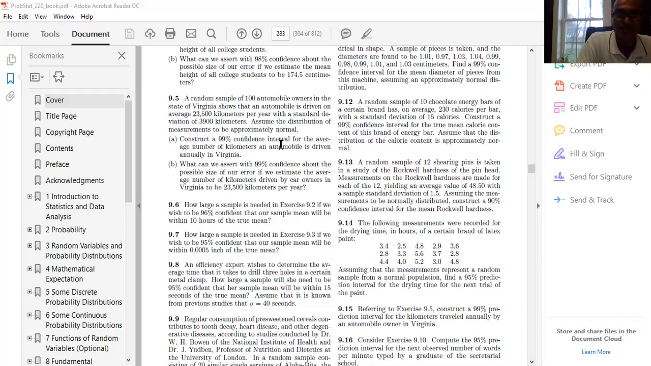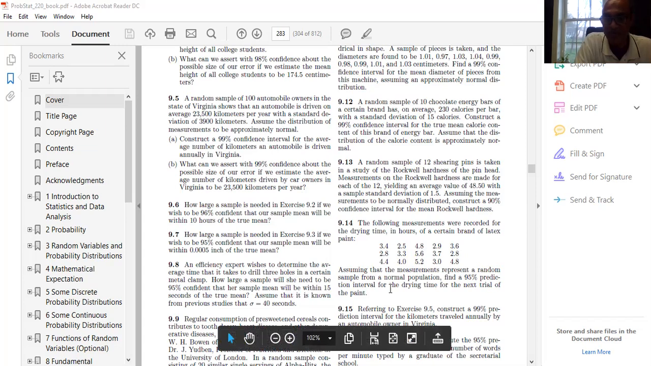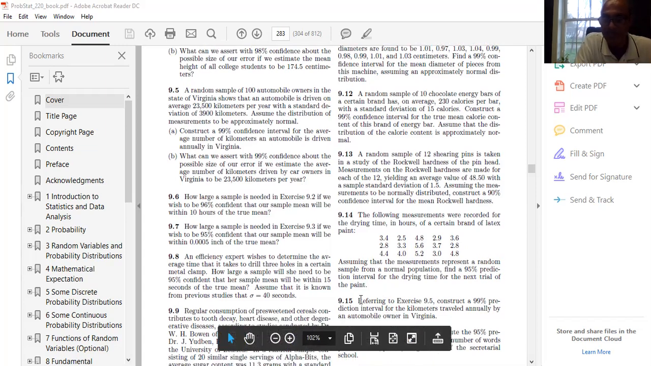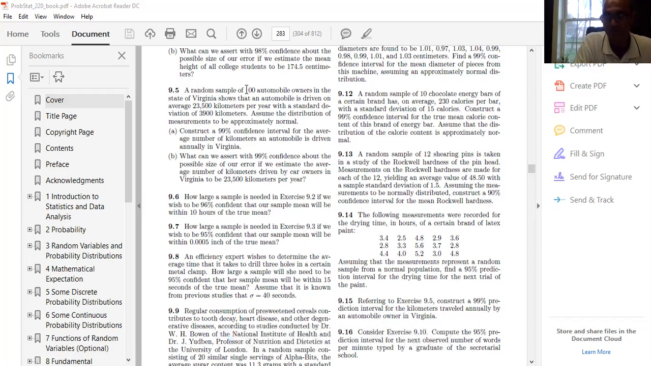Okay, so it's exactly the same as your previous example, but additionally we have one thing over here that says, referring to exercise 9.5, construct a 99% prediction interval for the kilometers traveled annually by an automobile owner in Virginia. I have one problem over here, guys. Here you are given n equal to 100. But if you look at table A3, I think you will not find the value for n equal to 100.